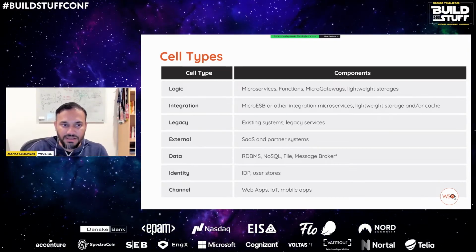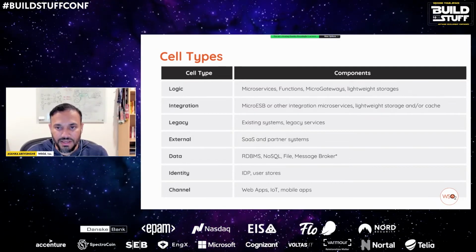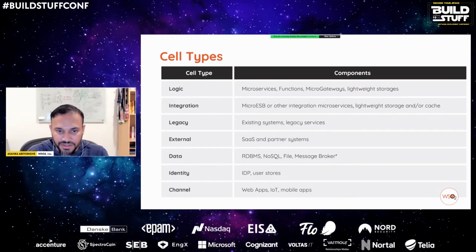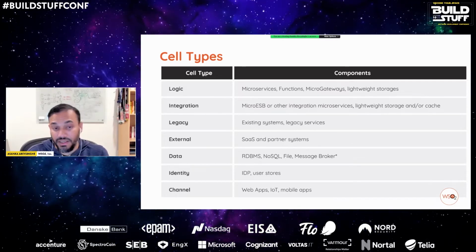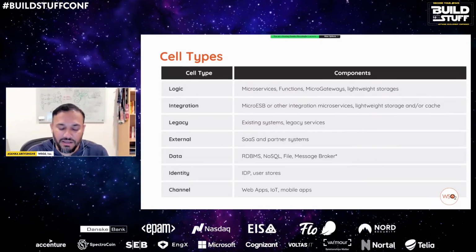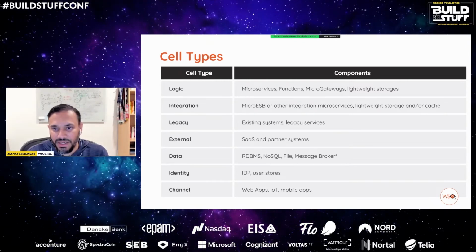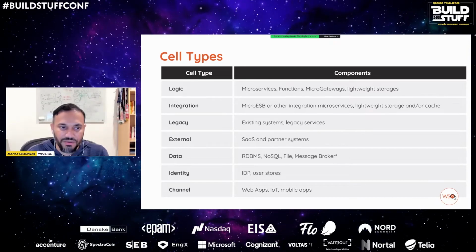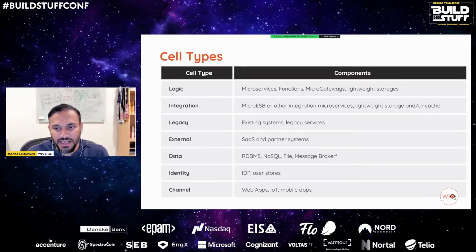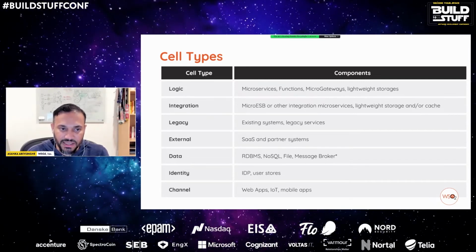So if you look at the different cell types, the first thing is called logic cells. Those are the logic that you contain inside these particular cells, and those components can be microservices, functions, micro gateways, and lightweight storages. Then you get integration cells: micro ESBs and integration microservices, lightweight storages, and caching kinds of components will go inside the integration cells.